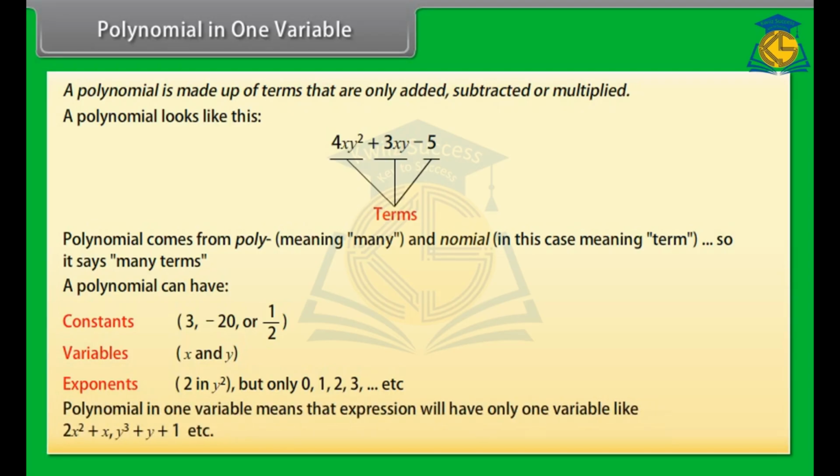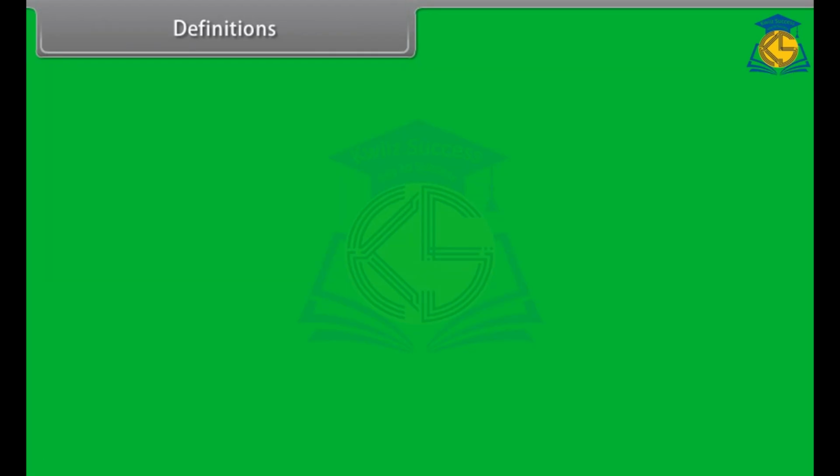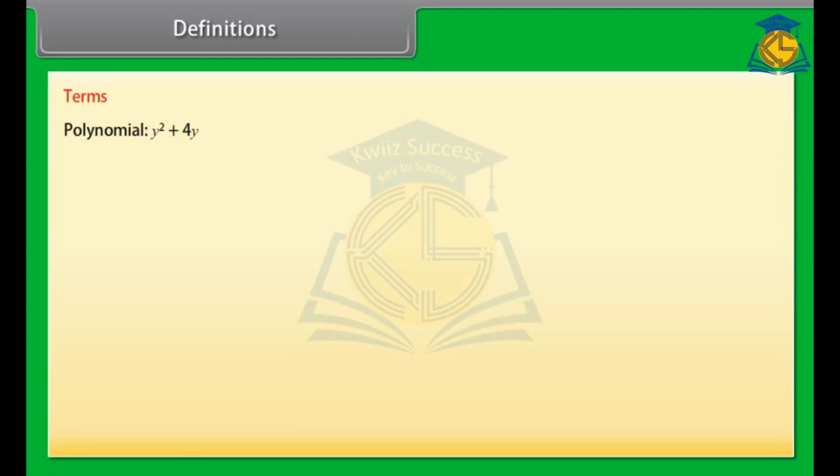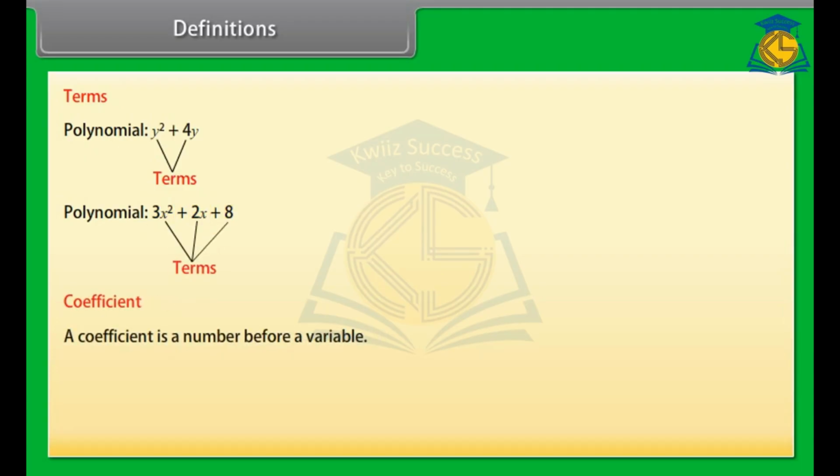Polynomial in one variable means that the expression will have only one variable, like 2x square plus x plus 1, etc. Definitions. Terms. In the polynomial y square plus 4y, the expressions y square and 4y are called the terms of the polynomial. Similarly, the polynomial 3x square plus 2x plus 8 has 3 terms, namely 3x square, 2x, and 8. Coefficient. A coefficient is a number before a variable. For example, in 2x, the 2 would be the coefficient.